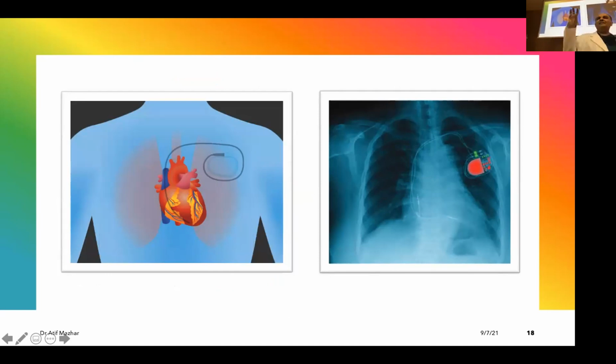And this pacemaker is a battery-like thing. If someone is wearing a pacemaker and you're going through a security check, TSA, you have to mention it, otherwise a big sound will come and everybody will be on alert. What the hell is going on? What weaponry is there?